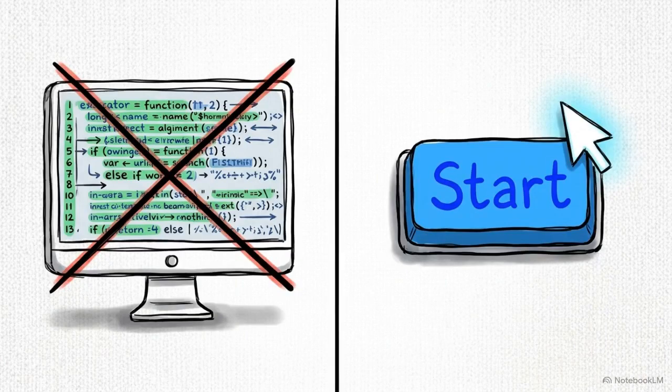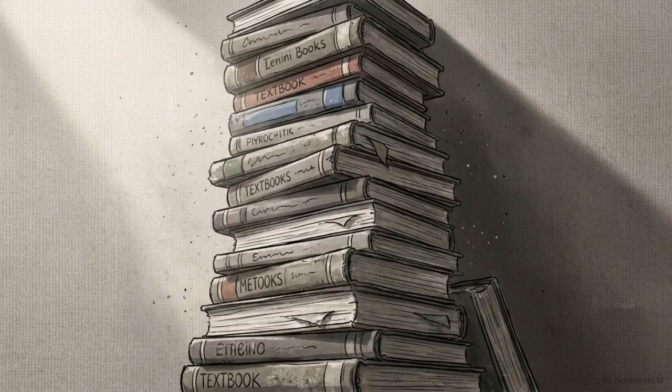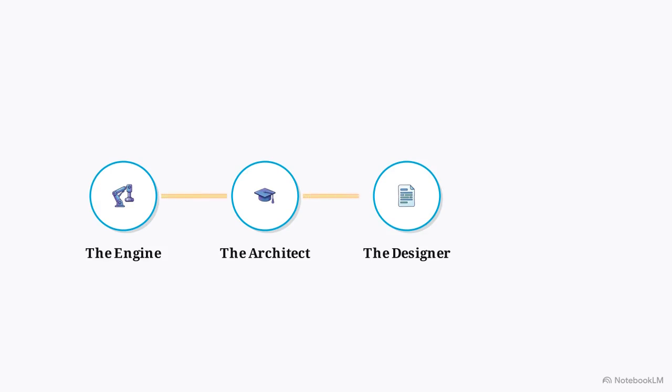To execute this workflow, you do not need to be a programmer. You only need access to 3 specific free AI platforms: ChatGPT, Google Notebook LM, and Gamma AI. The true barrier to entry in the modern digital economy is no longer memorizing textbooks. It is simply knowing how to sequence these tools together to produce something valuable.